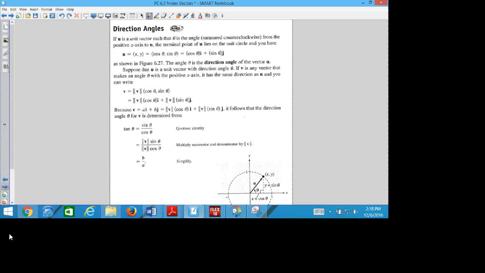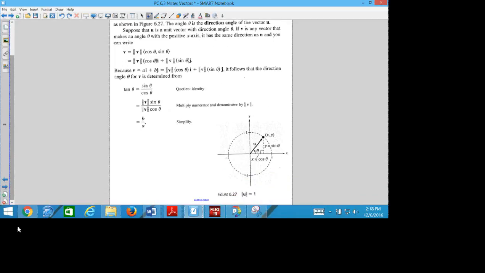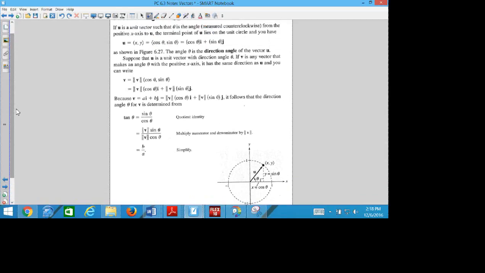They have gone through to show you that if the component form is x, y, it can also be written as cosine theta, sine theta. Because of all the things we've been doing, remember x is the same thing as cosine theta, and y is the same thing as sine theta. You can also rewrite that as cosine theta i plus sine theta j.